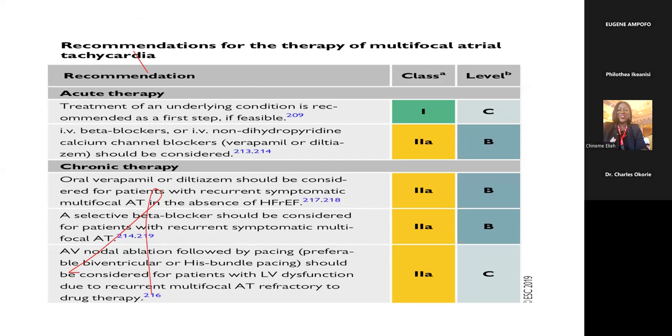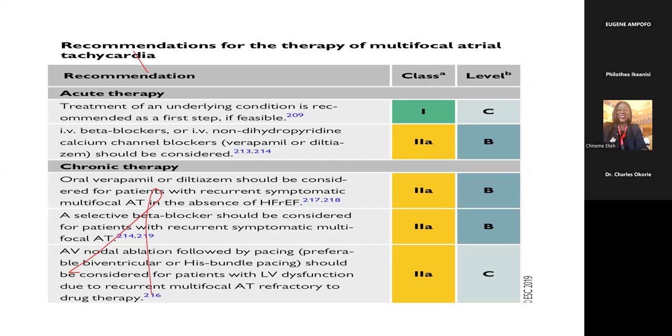The recommendation for acute therapy. First, it is recommended that treatment of an underlying condition is the first step if feasible. So if a patient has COPD or other pulmonary diseases, it needs to be tackled. It's a class 1 and level C recommendation. Intravenous beta blockers or IV non-dihydropyridine calcium channel blockers, verapamil and diltiazem, should also be considered with a class of 2A and level B.